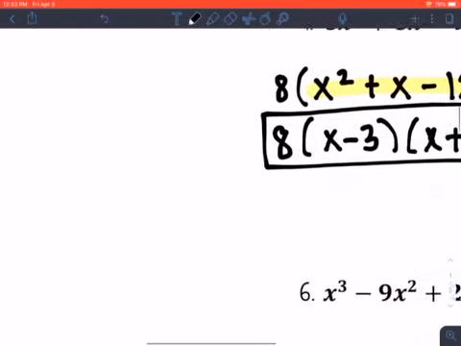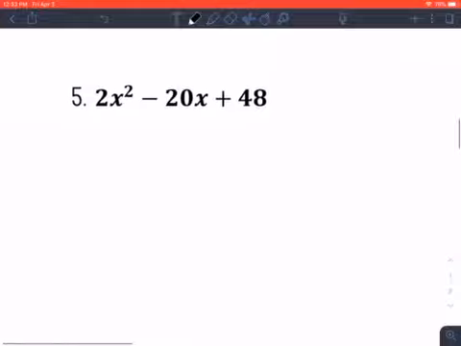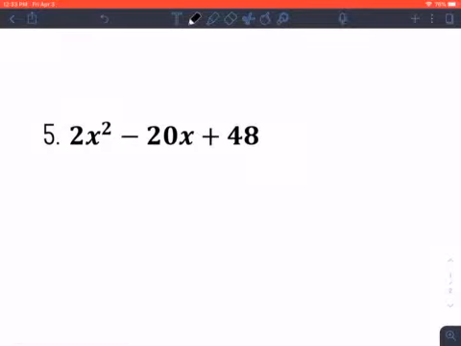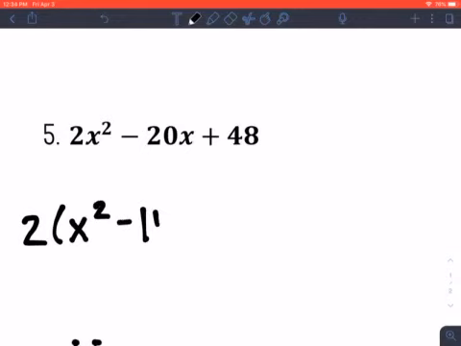So in practice problem number 5, we see 2x squared minus 20x plus 48. Our first step is to look for that greatest common factor. Here we see that the greatest common factor is 2. So I factor out the 2. What am I left with? Well, that's x squared minus 10x plus 24.